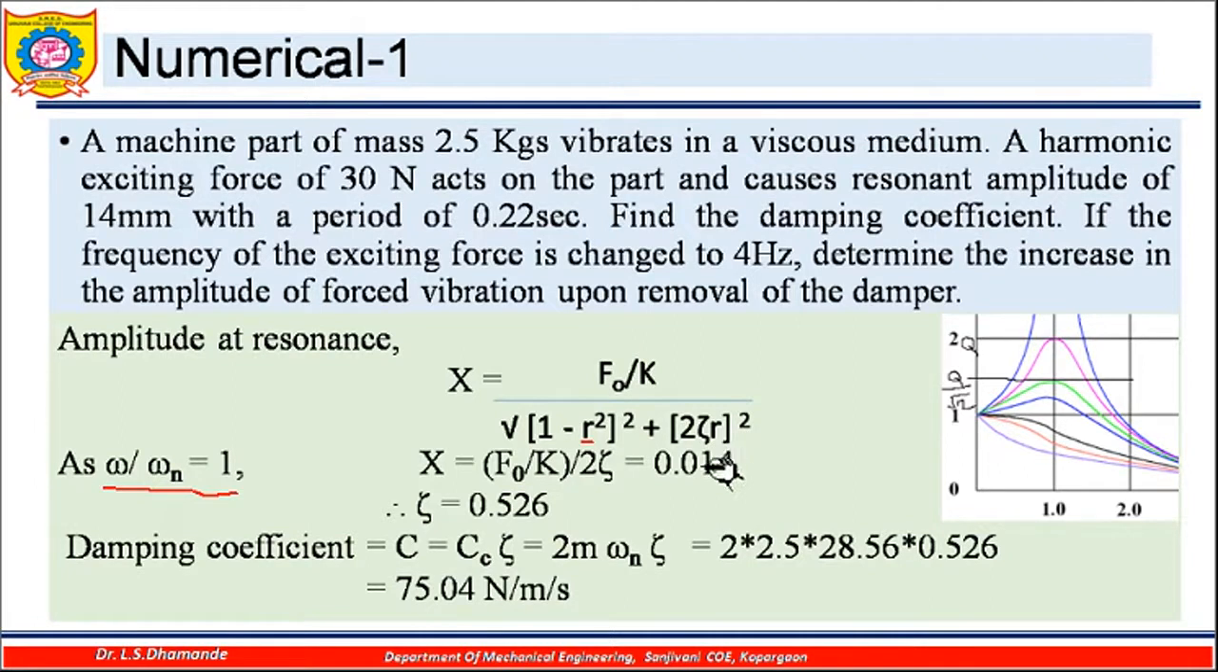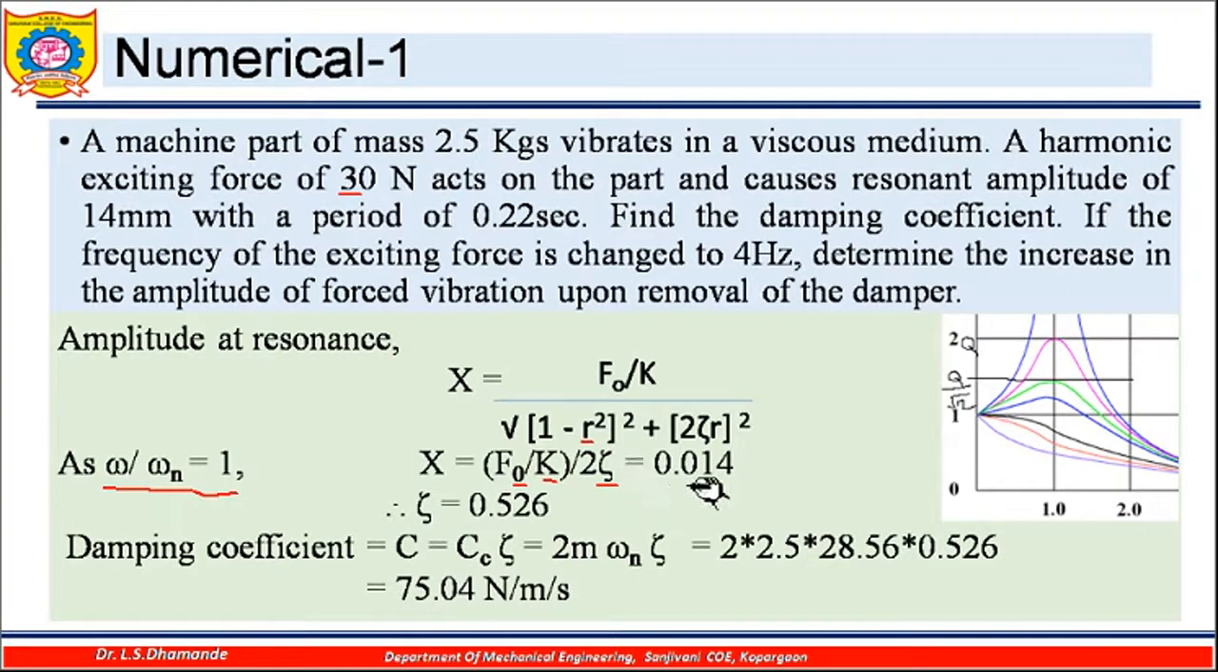Under root of that it will be only 2 zeta. So x is equal to f0 by k divided by 2 zeta only. Okay. So if I have to find out the value of this particular term, that is f0 by k divided by 2 zeta, I definitely know this f0, which is a force 30 Newton, given to me, and k I have found out in the previous calculation, and from here the only unknown is zeta, that I have to find out.